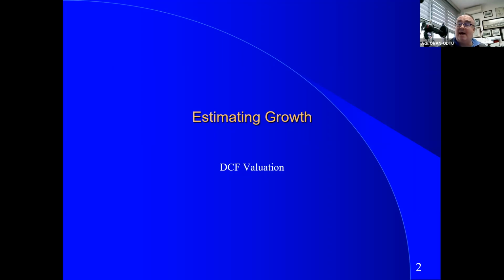So in that case, how do we obtain these estimates is going to be the next thing that we need to worry about. And can we use a single growth rate for all of the different cash flows? The answer is not necessarily. So let's look at the details. Where do we find these growth rates?